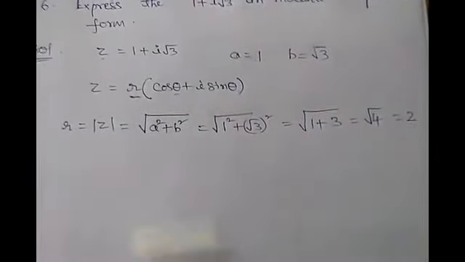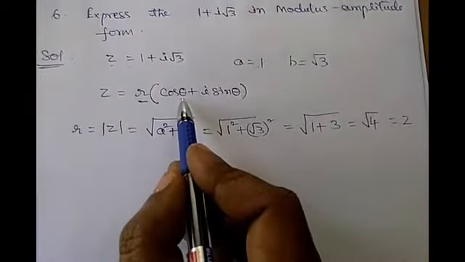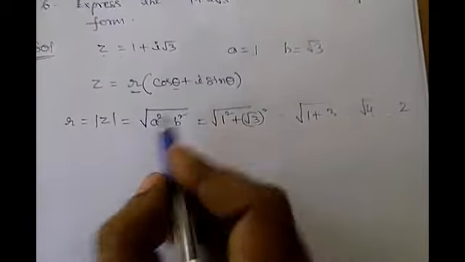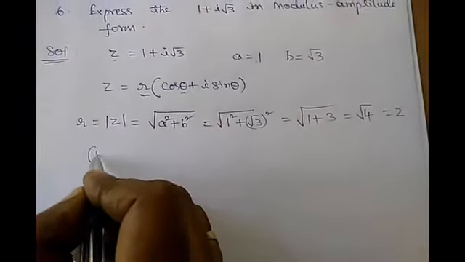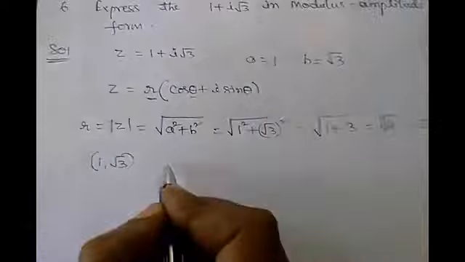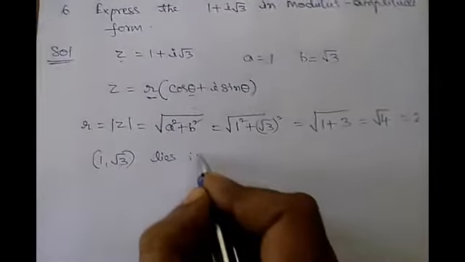r equals 2. And now we have to find out the theta value. For this, the complex number point 1 comma root 3 lies in the first quadrant.